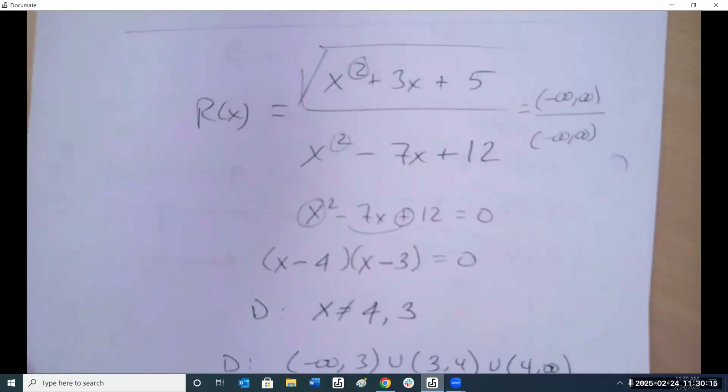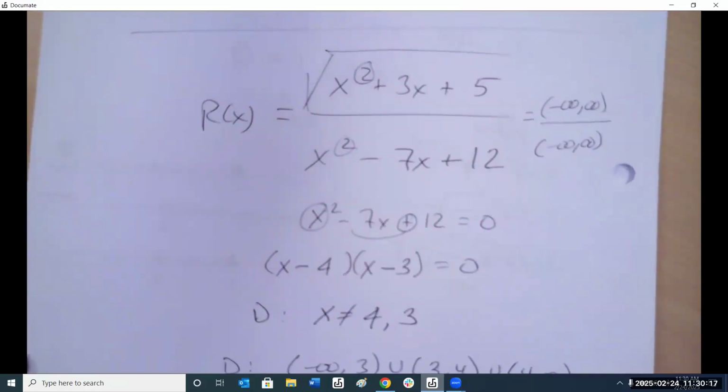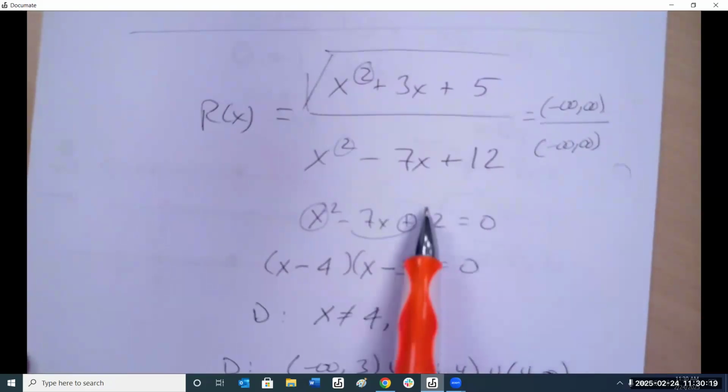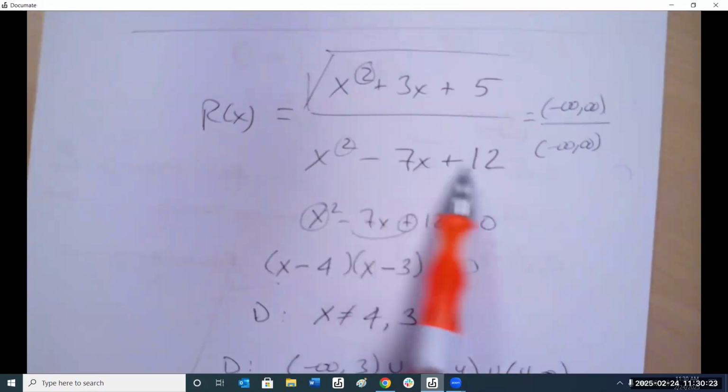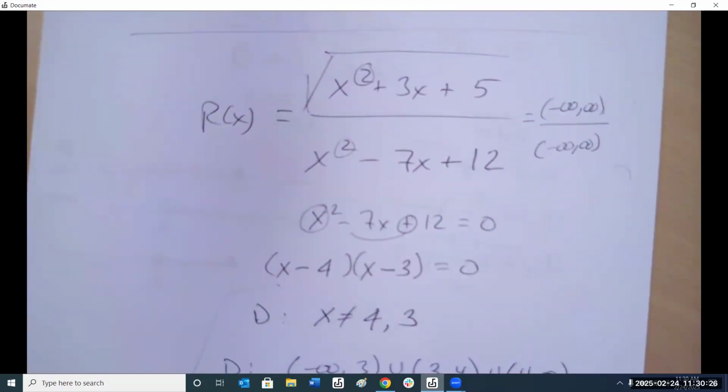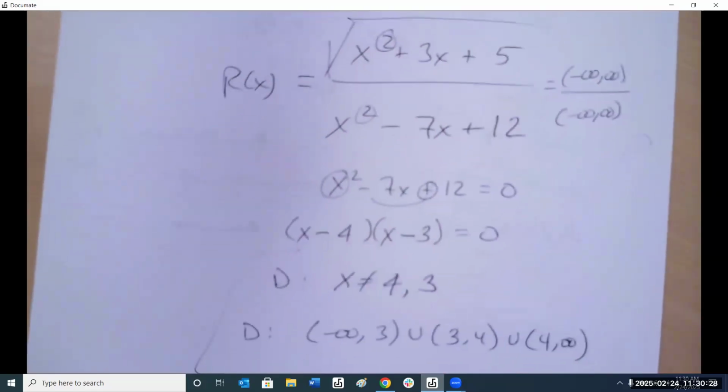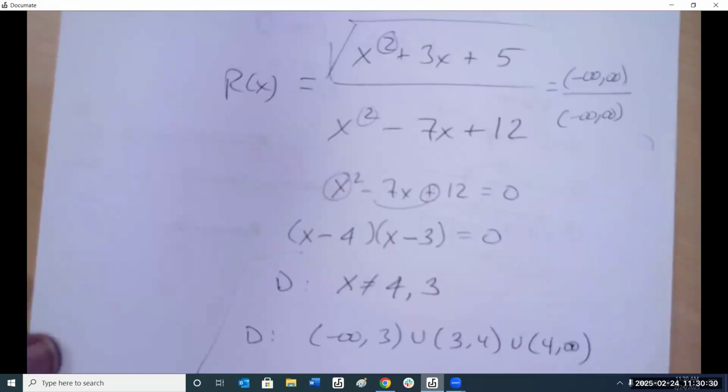Without the radical, this would be our domain. The only restrictions we have are at the asymptotes, because we can't have the bottom equal to 0. So it's not just one thing you look at. You have to look at both numerator and denominator. The first thing I do is look at the domain at top and bottom, and then look for any restrictions on the bottom.